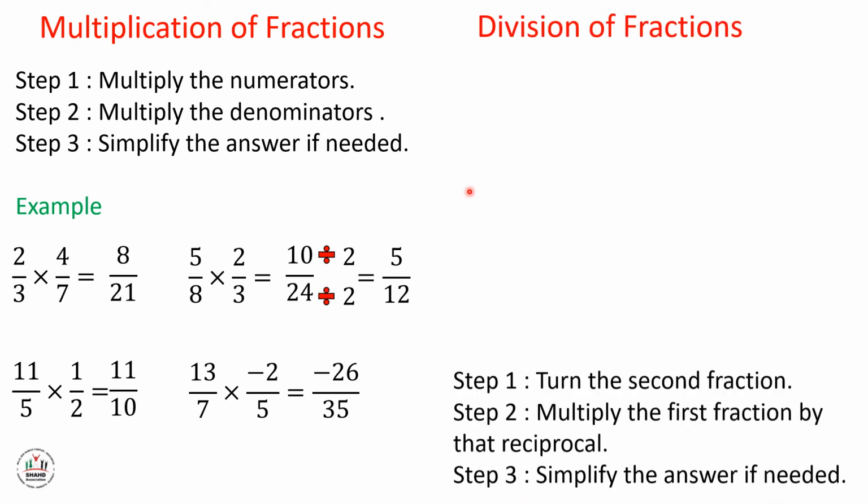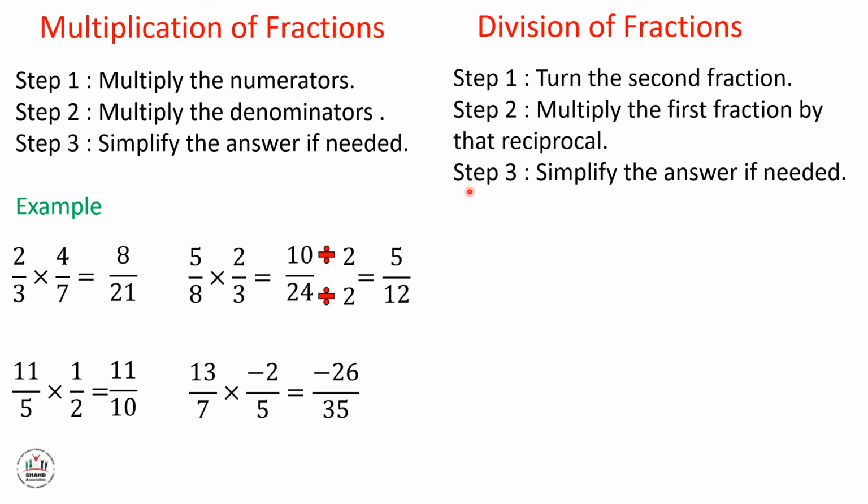Division of fractions. In step 1, we need to turn the second fraction. And step 2 and step 3 are the same as the previous steps. Let's solve an example to understand the idea. 2 over 3 divided by 4 over 7. We need only to turn the second fraction.